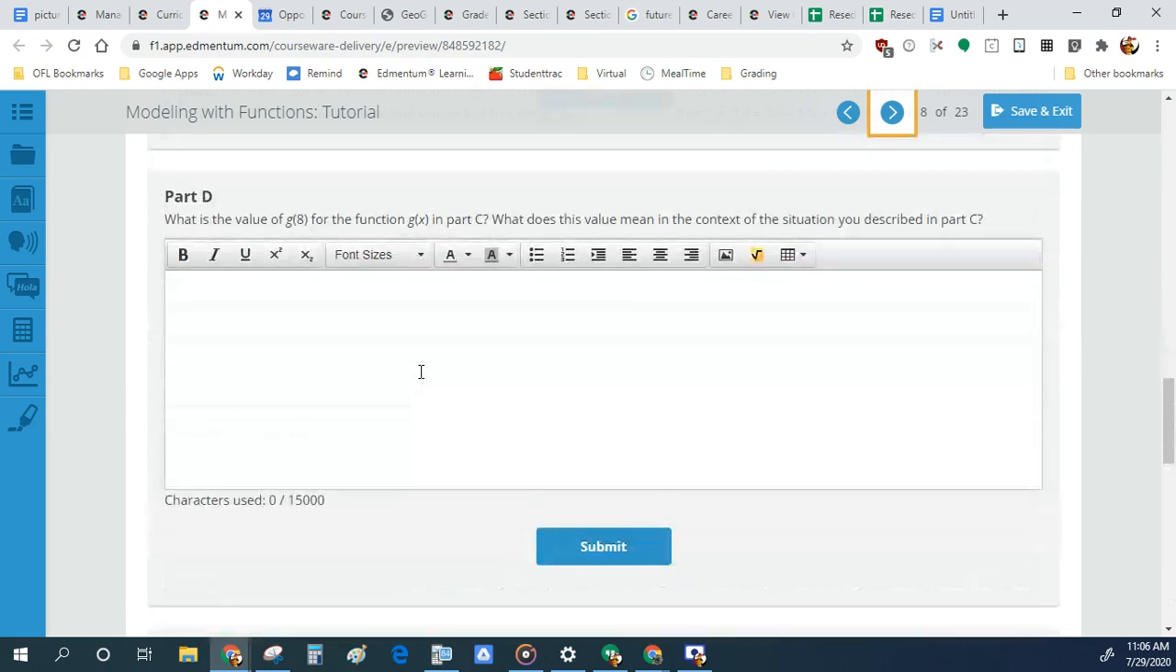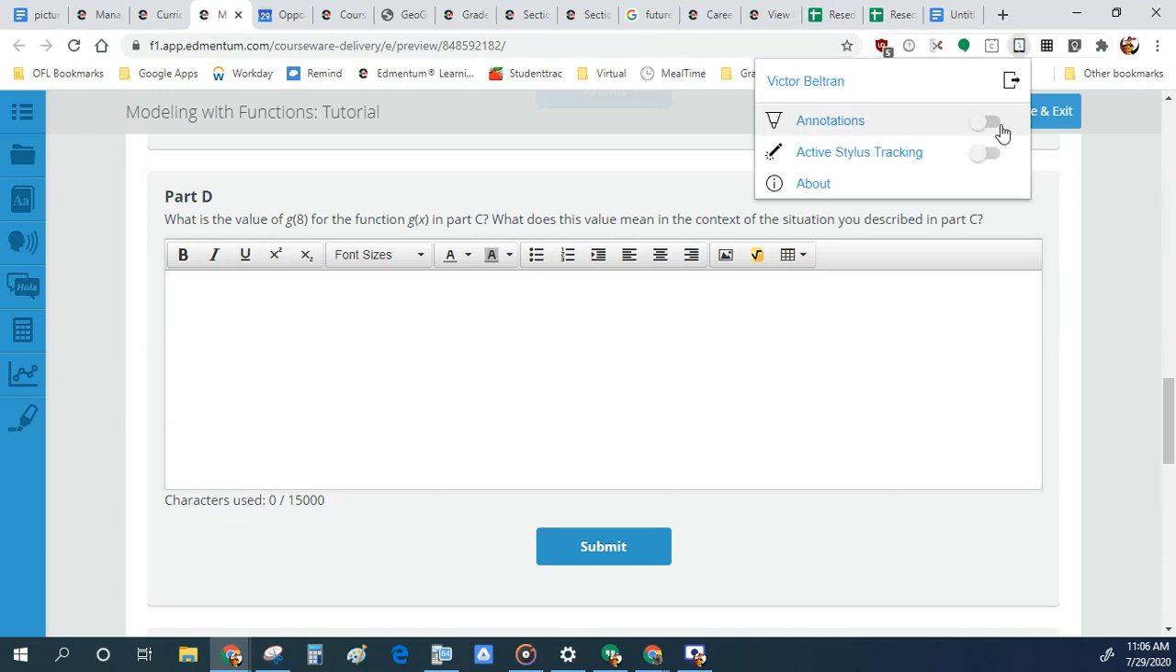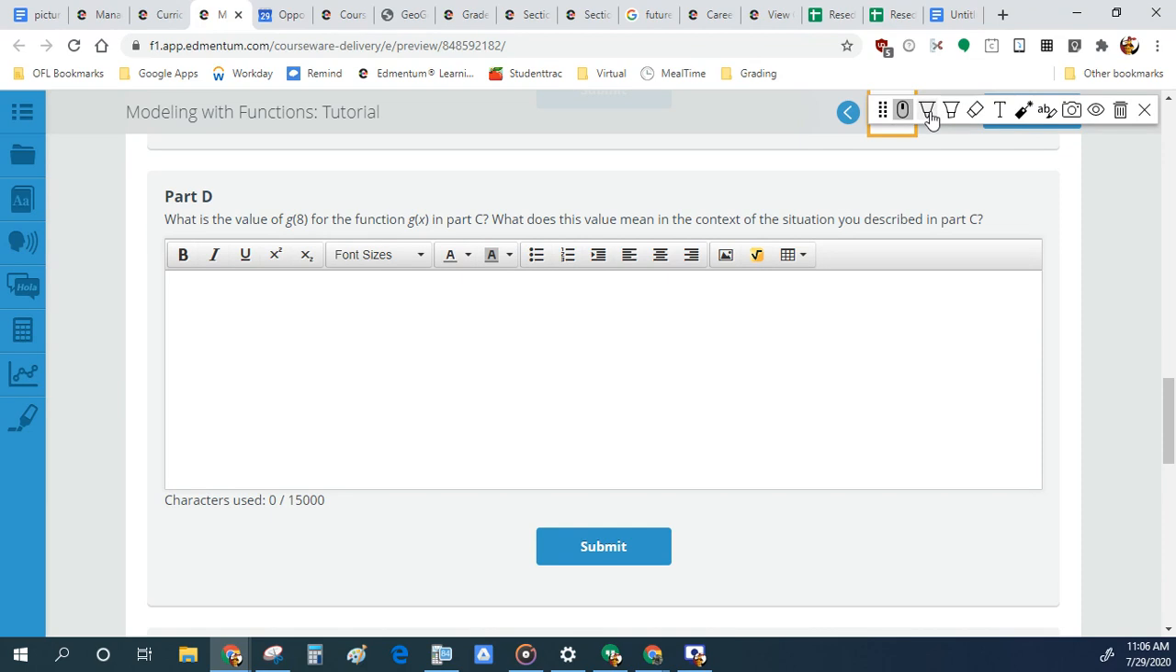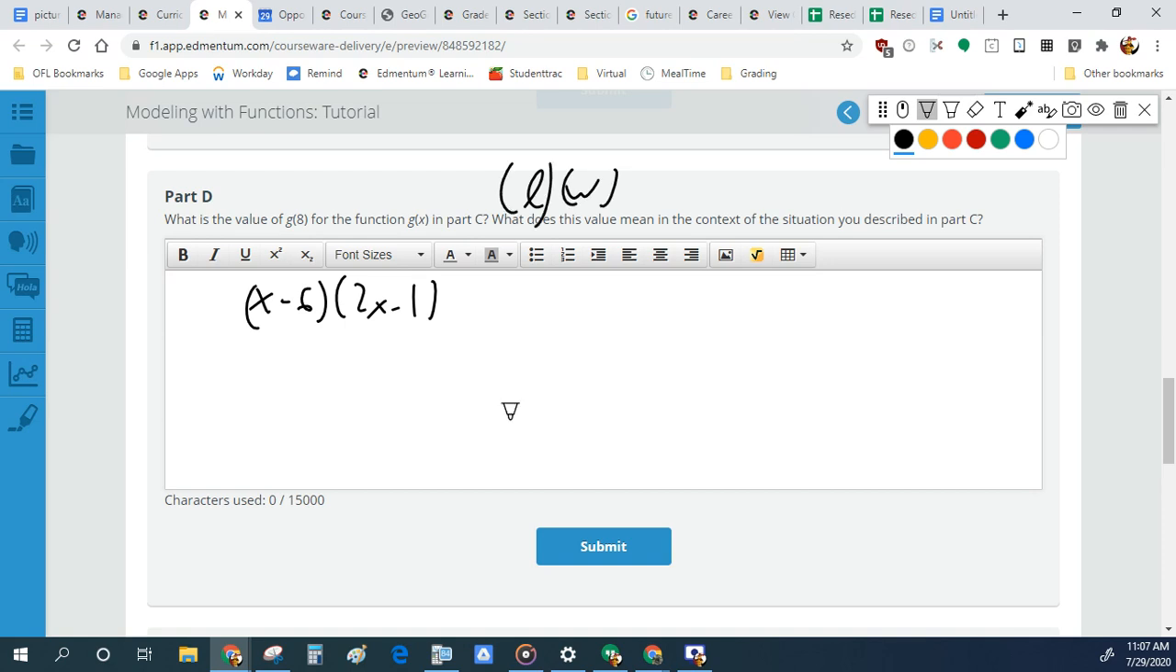What was the function that we created for part C? Okay, so the area is x minus 6 and 2x minus 1. That's because we used the box method to figure out the length times the width of that last problem.